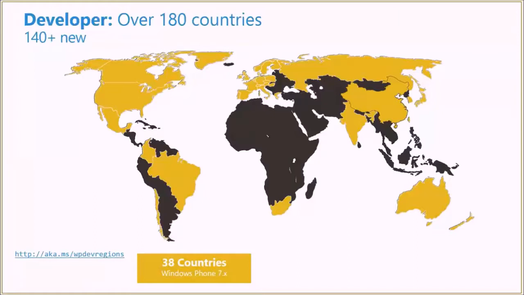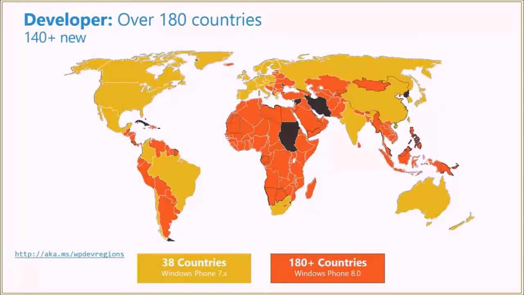Languages: we have 50 languages. Windows Phone 7.5 supported just 24 languages, and Windows Phone 8 supports 50 languages. For the dev tools, the ones to note in this region are Arabic and Turkish, but English and French were already there.